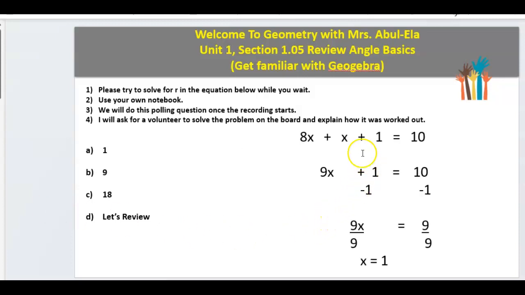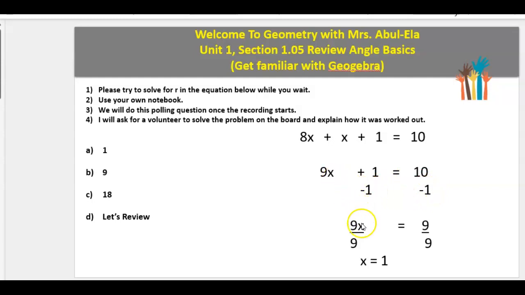So the first thing is, well, again, you can solve an algebra problem in many different ways. What I decided to do first is to combine like terms. Right, so after you combine like terms, 8x plus x is 9x. Bring down the 1, bring down the 10. Now I'm going to go ahead and get rid of the 1 by subtracting 1 from both sides.